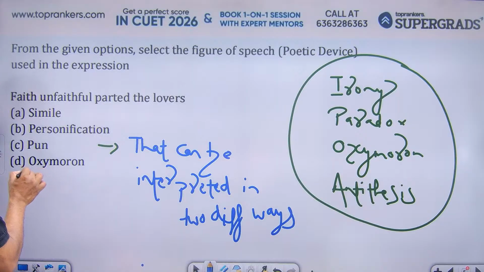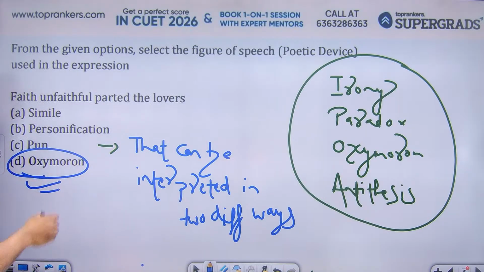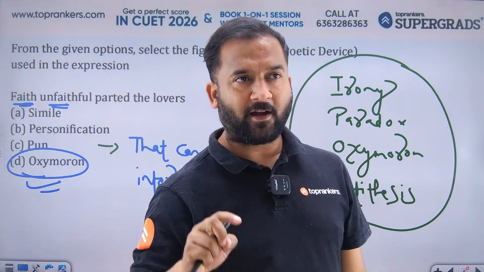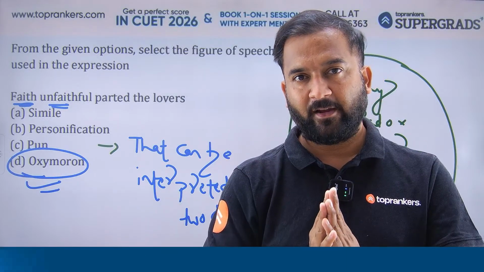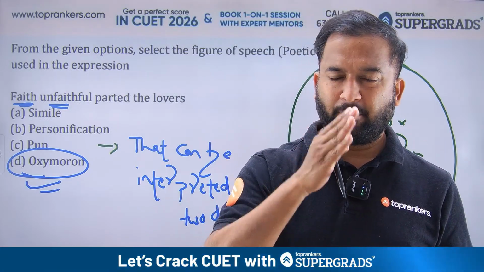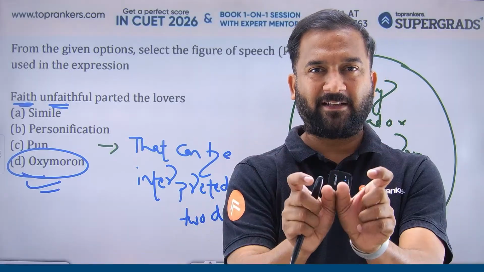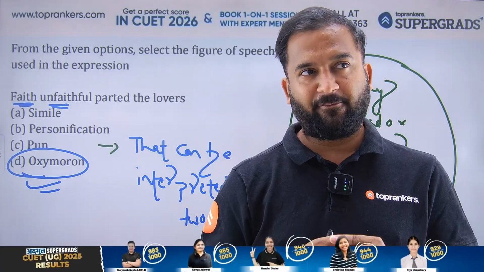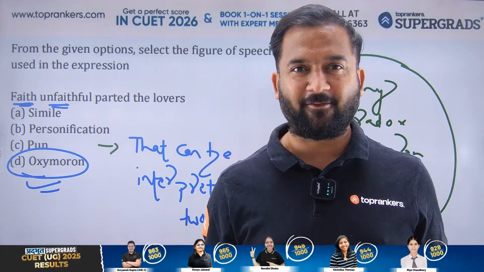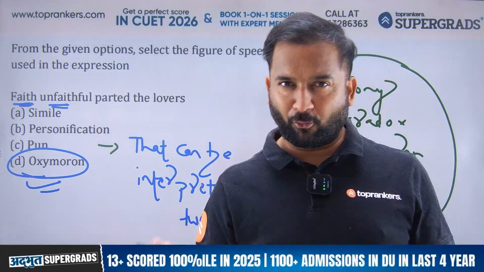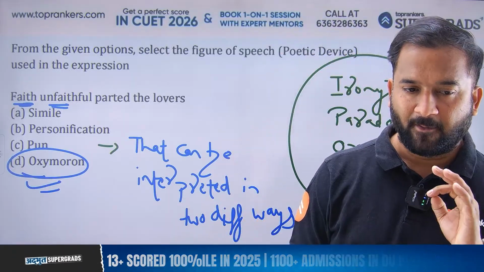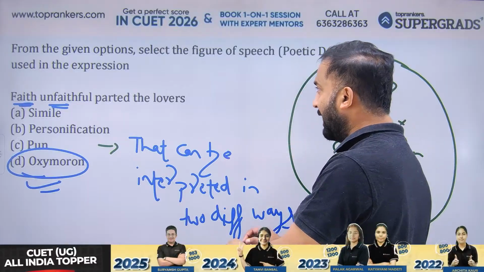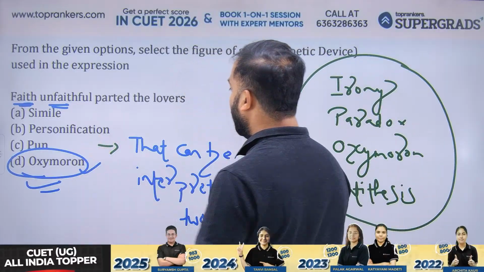And the correct answer here is oxymoron, students. Faith, unfaithful. Now what happens in oxymoron? There are two words of opposite meaning placed side by side. If you say the movie was pretty bad, pretty or bad, opposite meaning के word हैं side by side placed, that is oxymoron. If you say now this is a confirmed rumor, so confirmed or rumor, opposite meaning के words, they are placed side by side, so that is exactly what oxymoron is. Correct answer to this question once again is option D.